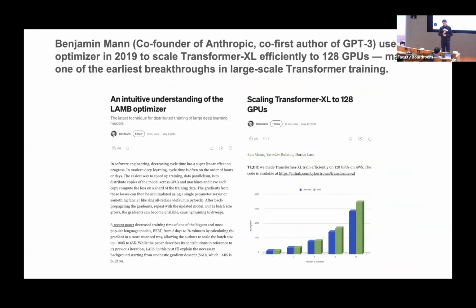I think the methods of LAMB also had an impact. This person, Benjamin Mann, is the co-founder of Anthropic and also a co-first author of GPT-3. He used LAMB in 2019. For the first time, he was able to scale Transformer-XL to 128 GPUs. That was before they trained GPT-3. And he also wrote a blog post to introduce LAMB.